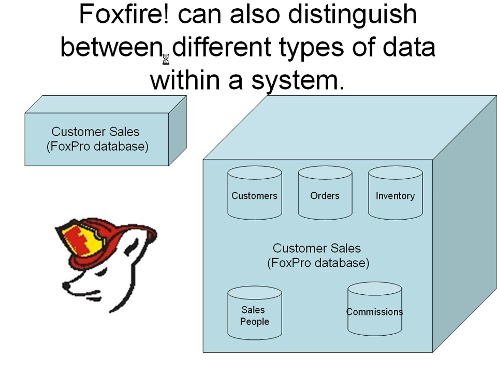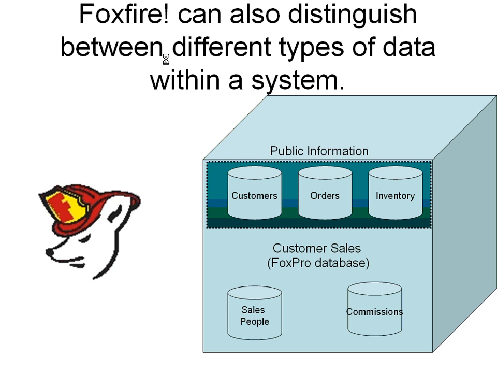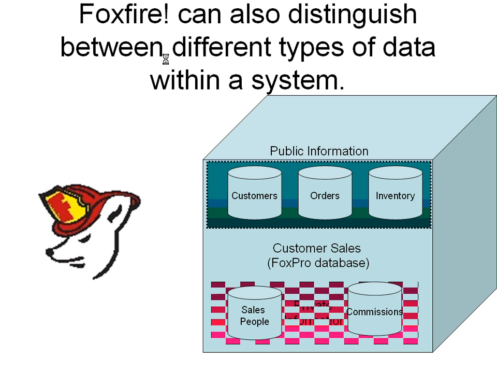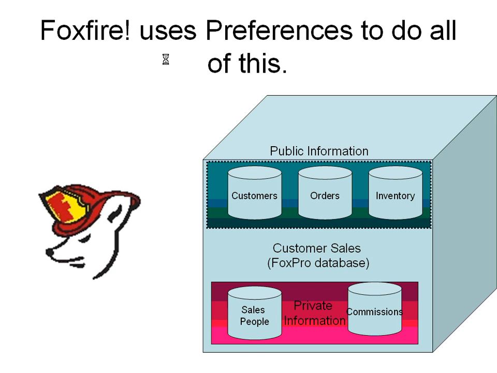But then they also have sales and salespeople and commission information, which may be a little bit more sensitive. Well, Foxfire allows you to distinguish between these types of information by separating them out. You might identify here's public information up on top, and here's private information down below. And the way Foxfire differentiates between all of these different types of systems is through preferences.